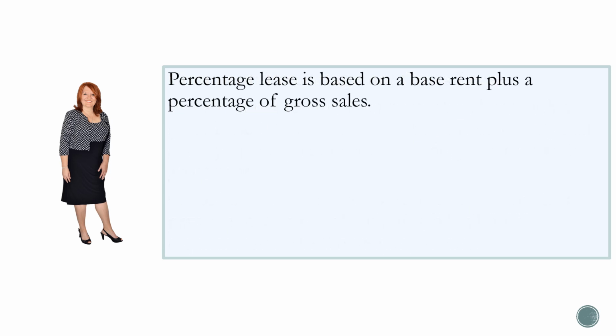Percentage lease is based on a base rental amount plus a percentage of gross sales.